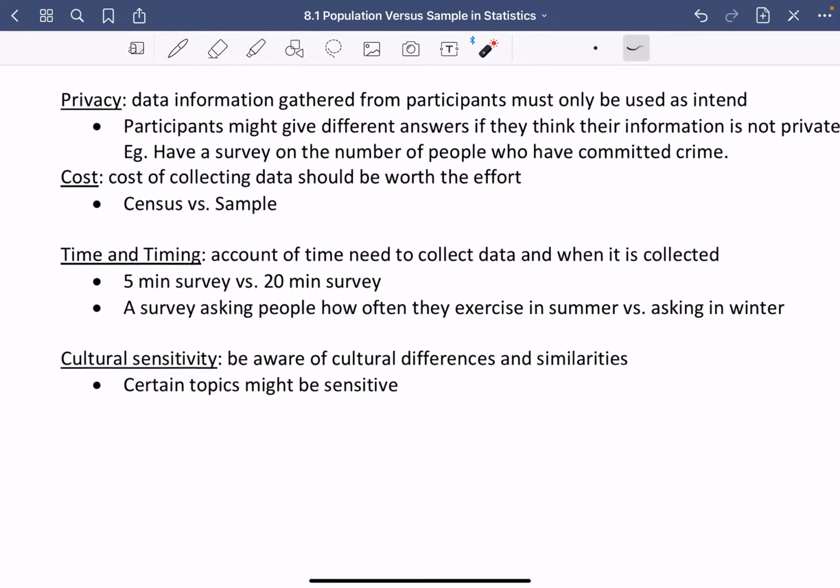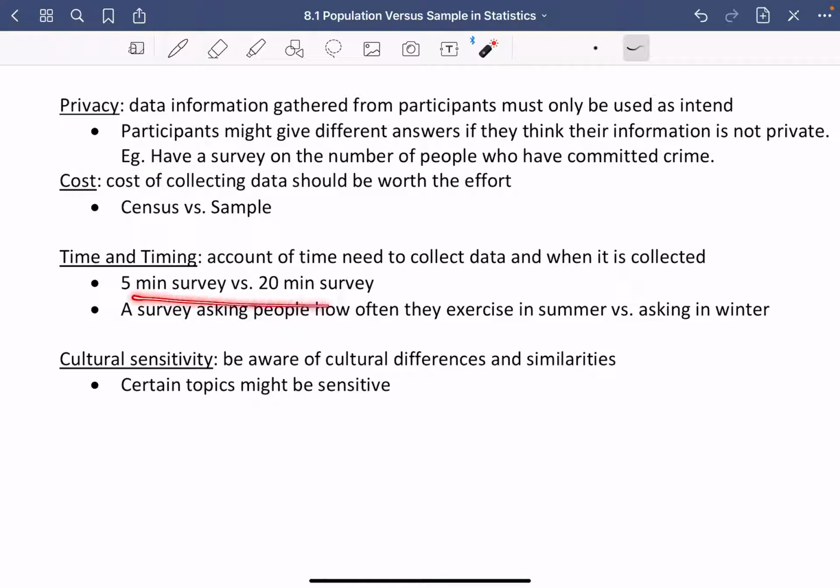Now, time and timing. Time is how long it takes to do a survey or to collect data. Let's say your survey is 5 minutes versus 20 minutes. If a survey is too long, then people may not want to answer it because they think it's too long and too boring. But if your survey is too short, let's say 30 seconds, then people will just scan through it and give you a random answer. So you want to make the length a good length for people to do it.